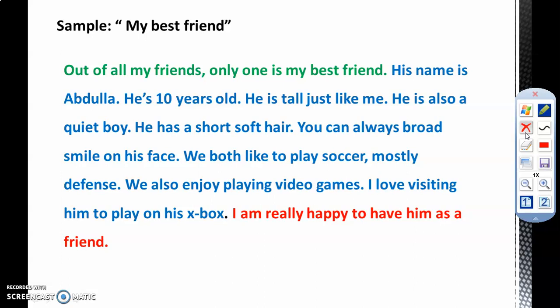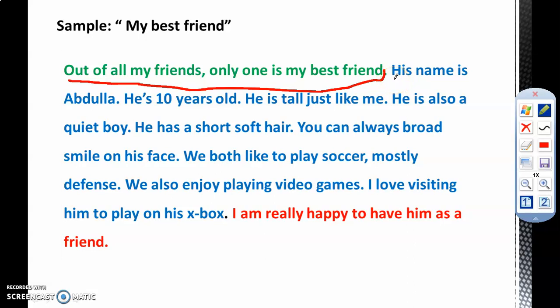So we already saw in the previous lesson how we write, we plan and we pre-write. I gave you here a sample, means an example. Out of all my friends, only one is my best friend. As you see, this sentence that I put in green is my topic sentence. Okay, let me explain my topic sentence now.